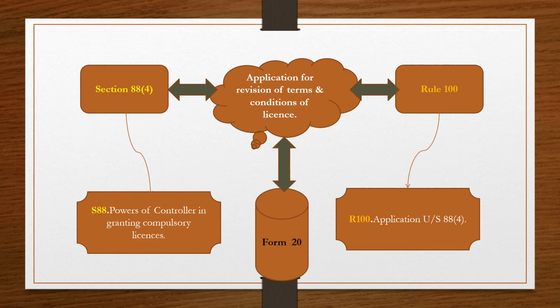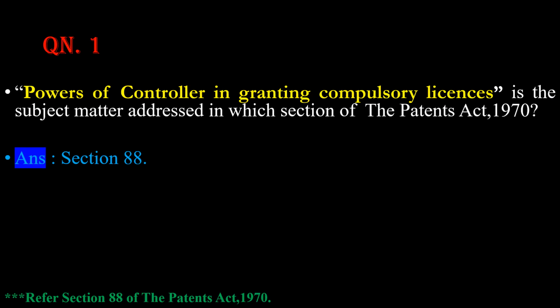Okay. After refreshing our memory from the old slides, let us continue with our question series. Fine? Okay. Question number 1. Powers of controller in granting compulsory licenses is the subject matter addressed in which section of the Patent Act 1970? The answer is section 88. So please refer to section 88 of the Patent Act 1970.